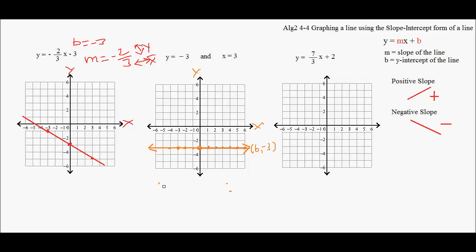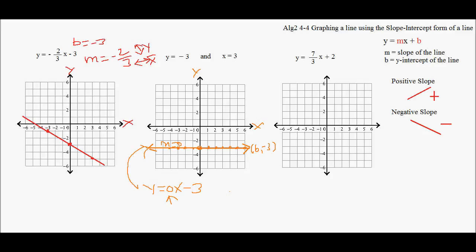Okay, and then I also said, what's the slope, by the way? What is the slope of this line? Well, couldn't I write this line here as y equals 0x minus 3? Can I do that? 0 times x is 0 minus 3. So the slope is 0. Slope here is m is equal to 0.